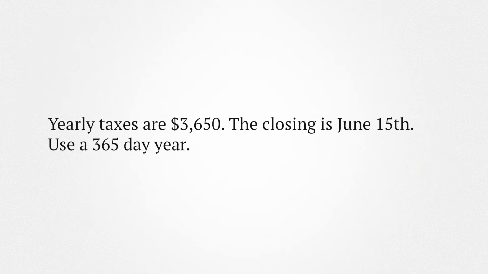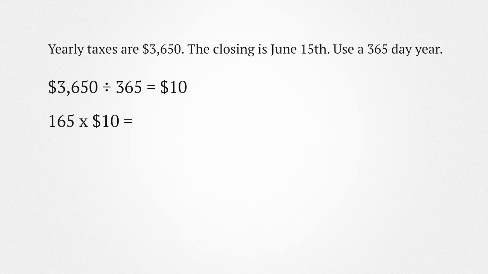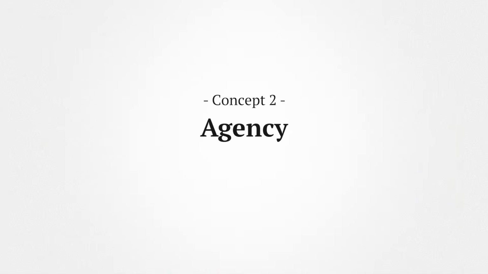Here's an example. Let's slow this down for a second. Yearly taxes are $3,650, and the closing is June 15th. Use a 365-day year. First, the daily cost. $3,650 divided by 365 is $10 a day. The seller owned the home from January 1st to June 15th. That's about 165 days. That times $10 is $1,650. So the seller owes $1,650. That's a debit to the seller and a credit to the buyer. Boom, done.